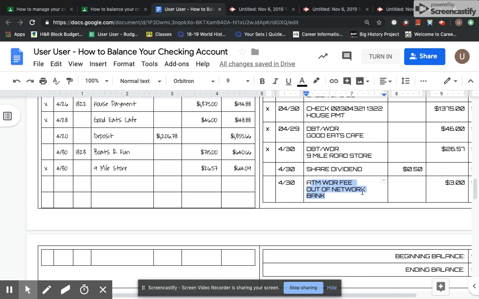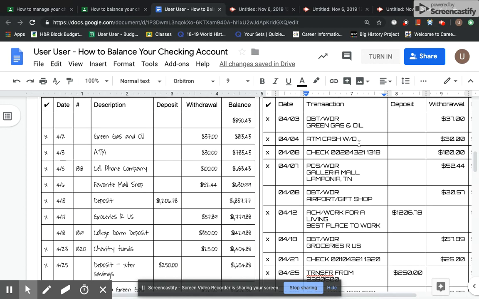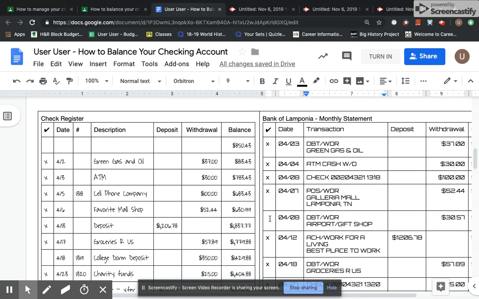Okay, so what you're going to need to do, the first step, is take anything that's on the bank statement that's not in your register and put it in your register. Why would something be on a bank statement but not in your register? Because you forgot to write it down, that you got it. So if I go to that first one, I'll go ahead and write that down. It says DBT, so that was a debit. It says WDR, I don't know what that means, but it's the airport gift shop for $30.57 from April 8th.